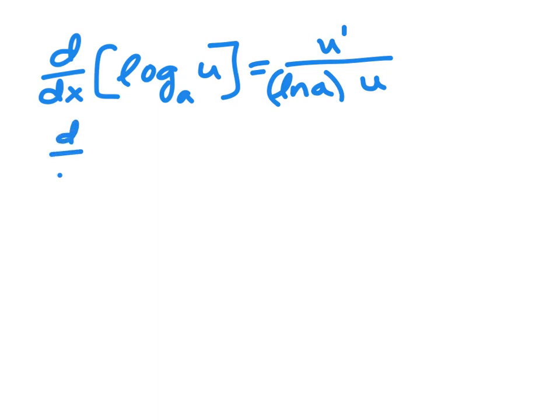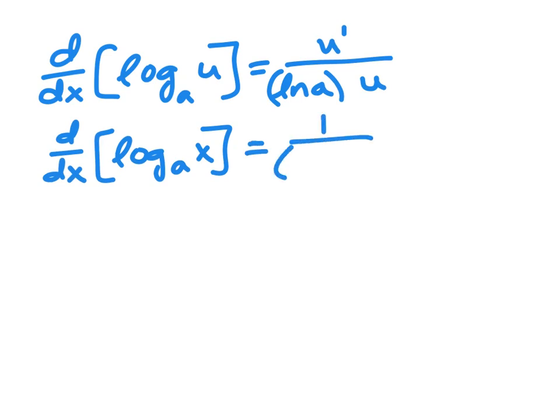Which means if I look at just the simplest example, which is log base a of x, well, my u is x, the derivative of x is 1, over the natural log of a times x for that u prime over u there. So we'll look at an example of this.